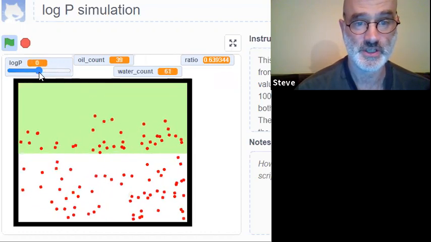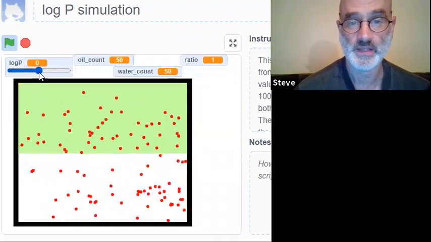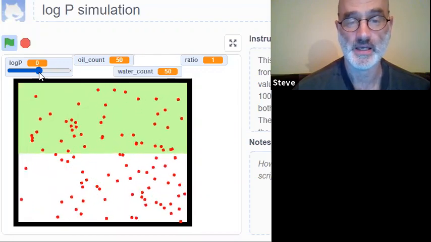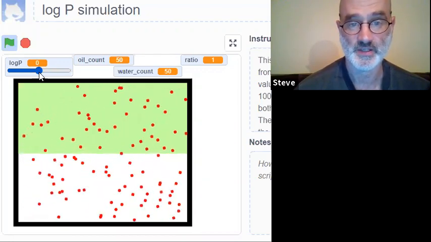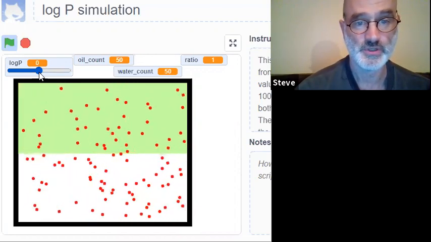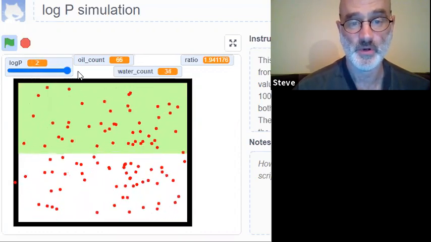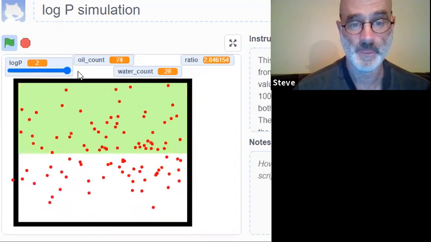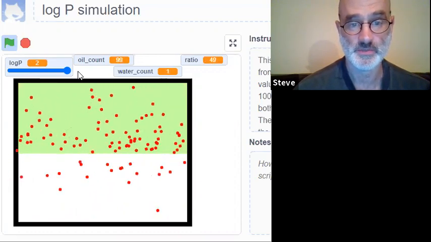I'm just actually going to take that down to zero so that we end up with an equal split between molecules and water there, and you can see I've got an oil and water count. So what I'm gonna do is take a log P to two. There's actually a limit on the log P for two here. And you can see that the oil count is beginning to go up.